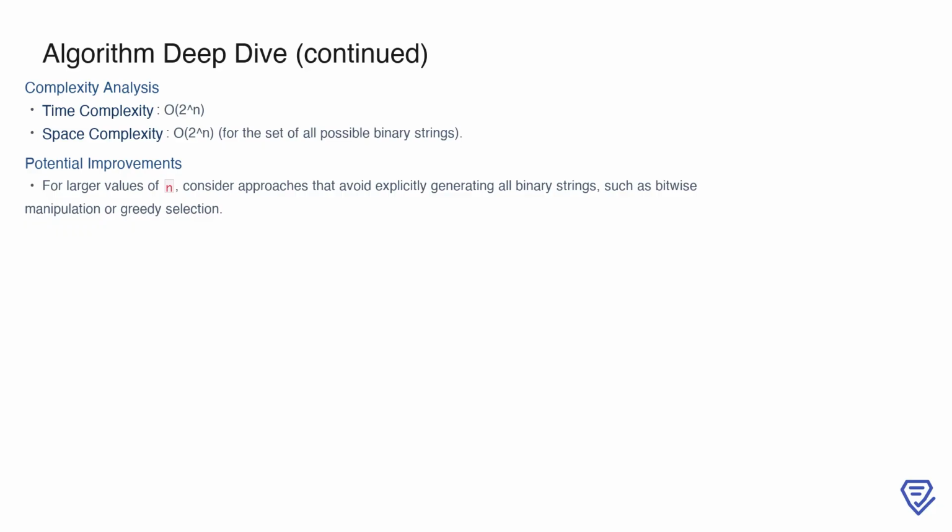While this approach is computationally expensive, especially for large n, it guarantees correctness and is simple to implement. To optimize for larger values of n, we could explore alternative methods that avoid generating all binary strings explicitly. For example, bitwise manipulation or a greedy approach might allow us to construct a missing binary string directly, bypassing the need to store or iterate through the full set of possibilities. These advanced techniques can help reduce both time and space requirements, making the algorithm more scalable.